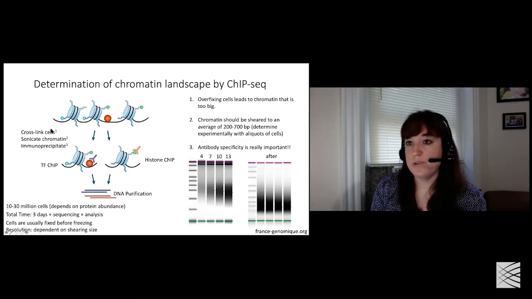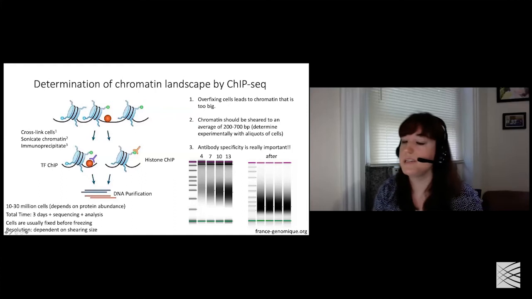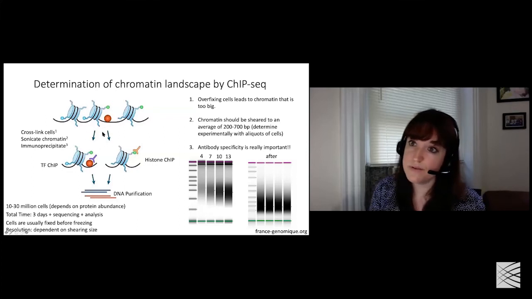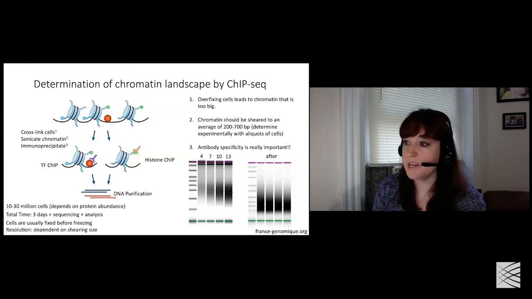So first thing you want to do is cross-link your cells, and you want to make sure that you do this experimentally. You want to make sure that you don't overfix your cells, because that leads to chromatin that's too big and therefore unusable for sequencing. Once you cross-link your cells, you then sonicate your chromatin. It's a mechanical method of shearing, which is different from the ATAC, which is transposase mediated. And again, you want to troubleshoot this by determining the length of time and the amount of cells that it will take to get your DNA to about 200 to 700 base pairs in length.